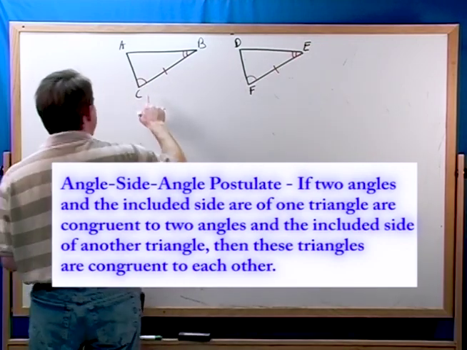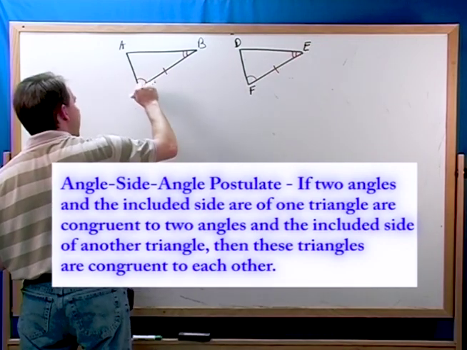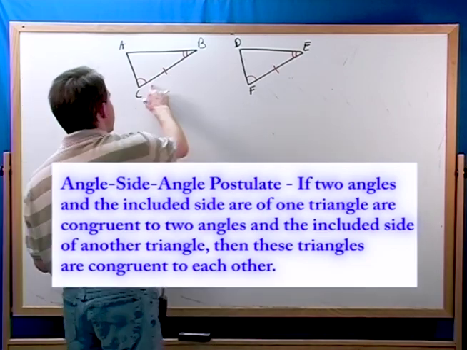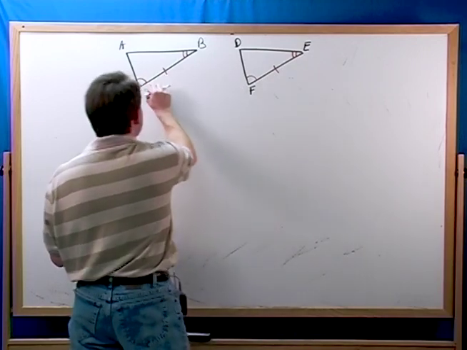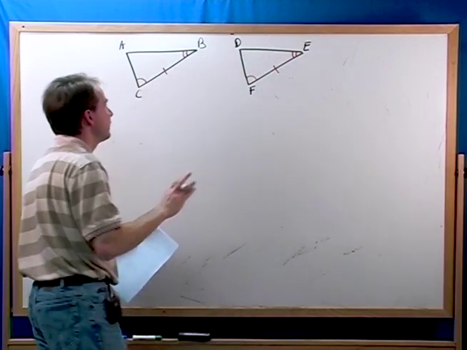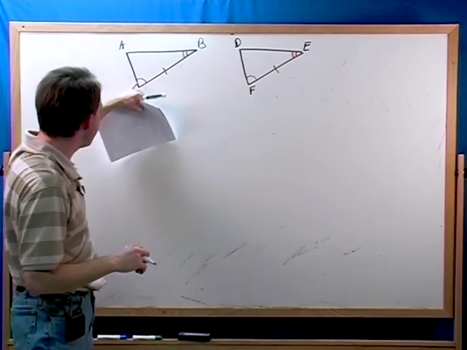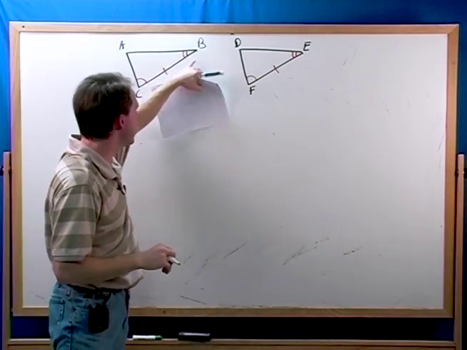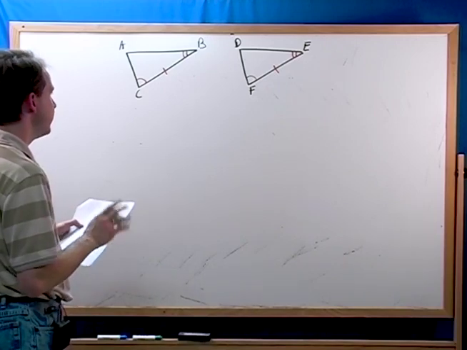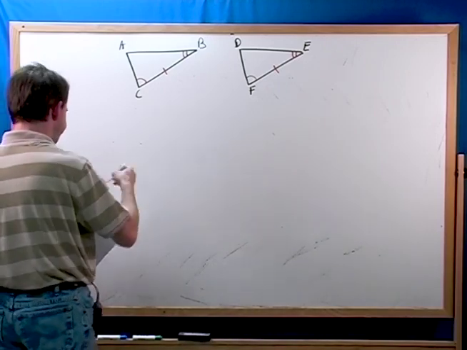So you can see right away, angle, side, angle. This is what we're talking about. ASA, angle, side, angle. Congruent, congruent, congruent. That's what this postulate says. If I can find an angle, an included side, and another angle that are congruent to the same parts of the other one, then the triangles are by definition congruent.